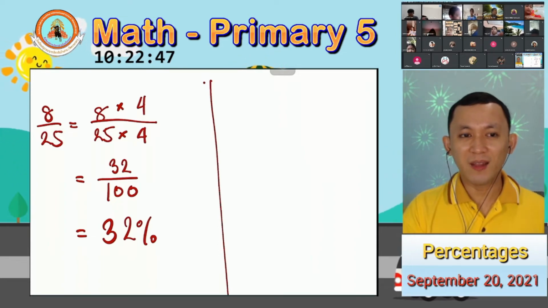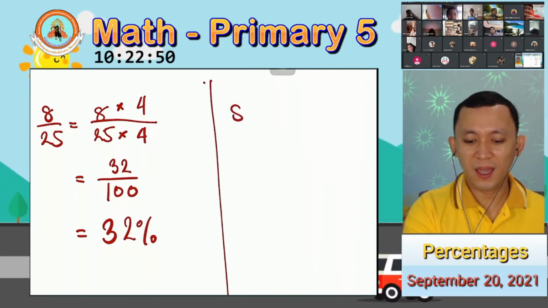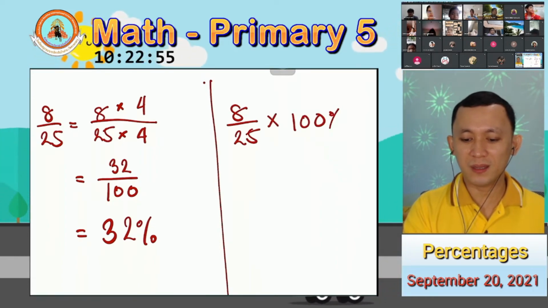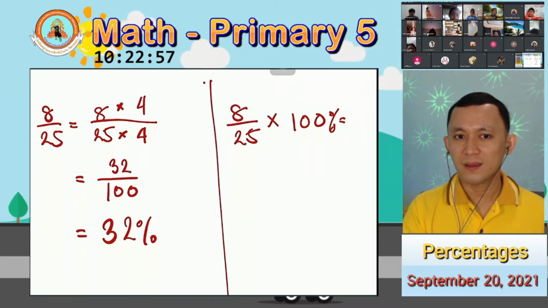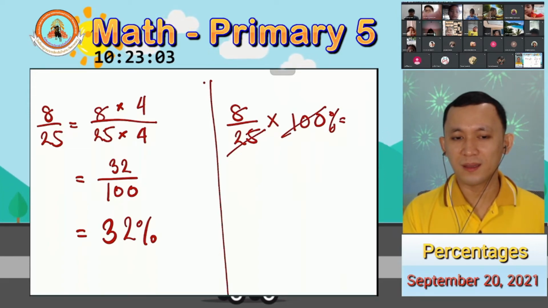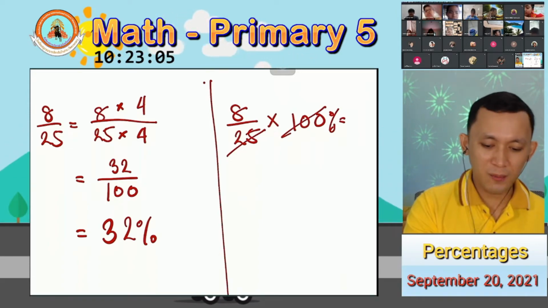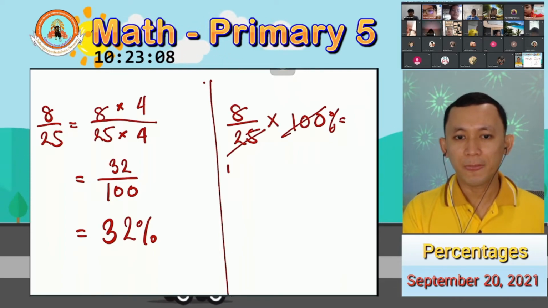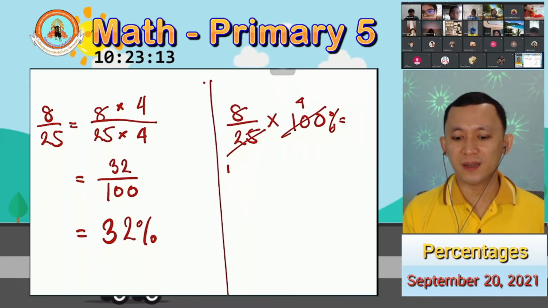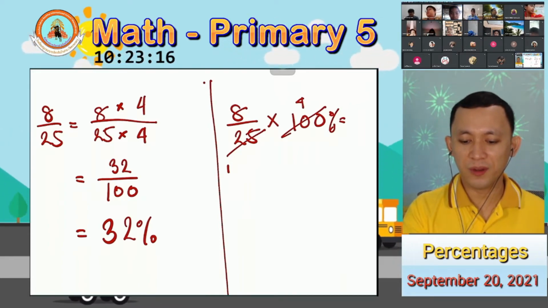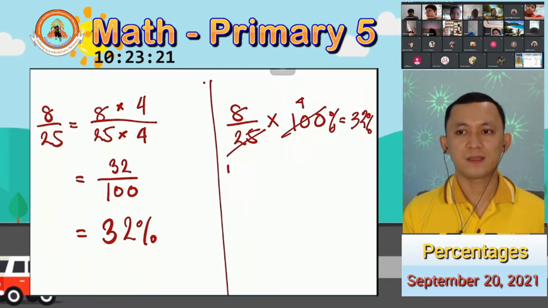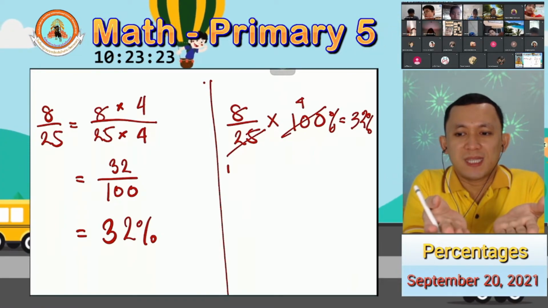32%. Now let's use method 2. 8 over 25 times 100%. Can we cancel? We can cancel 25 and 100. 25 became 1. 100 became 4. Very good. 8 times 4, what's the answer? 32. Copy the symbol. We have 32%. Easy.